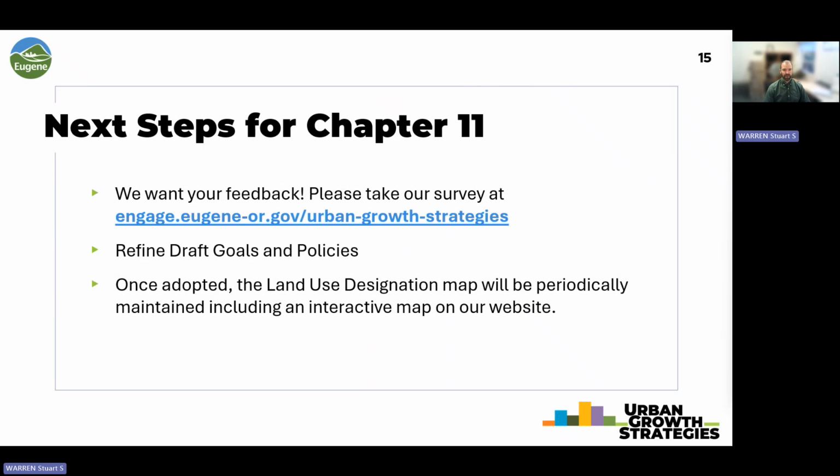Our next steps for Chapter 11 include collecting community input on the draft goals and policies. This video, its surveys, and other materials are currently posted on the project's Engage Eugene page at the web address shown here, and I encourage you to let us know what you think. Later this year, staff will be refining the draft goals and policies as needed with Eugene and Lane County Planning Commissions, City Council, and Board of Commissioners. Once adopted, the land use designation map will be periodically maintained, including an interactive map on our website.